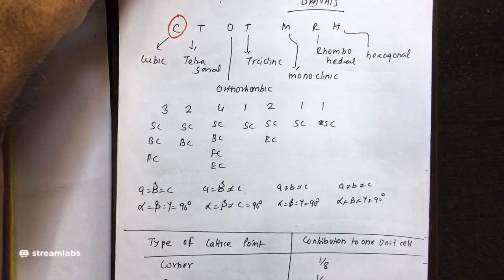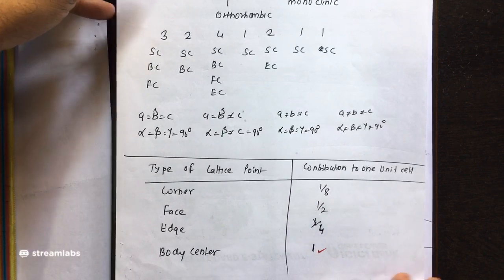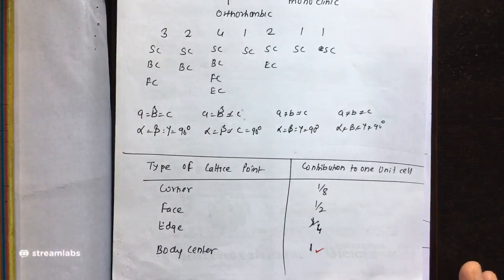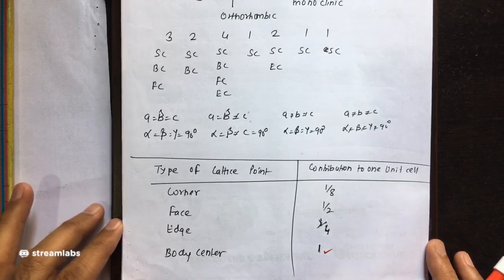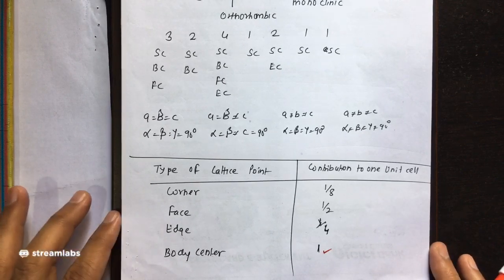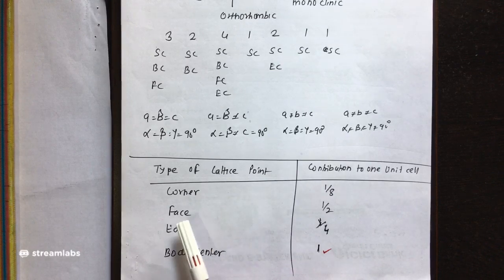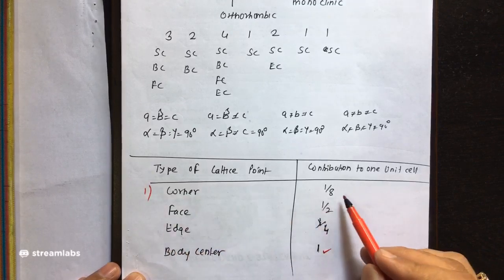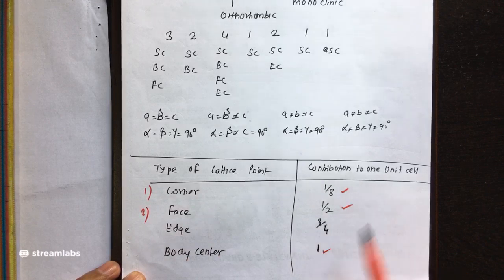Next we come on to the types of lattice point and their contribution to the unit cell. If you talk about the atoms present in the corners, you have already studied this in your first PU and second PU. So basically it is just a revision segment which we are doing here. Type of the lattice point: if you talk about the corner ones, the contribution is 1 by 8. If you talk about the face center, the contribution will be half.